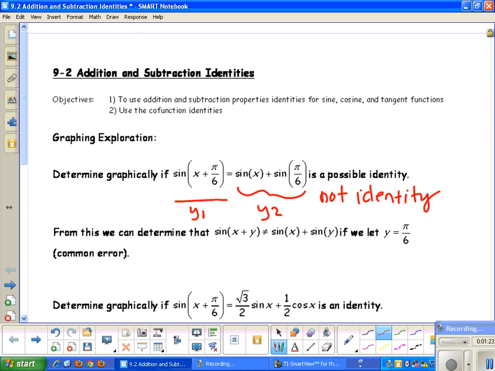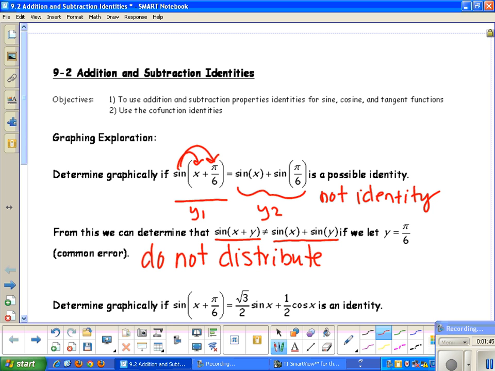Well, if you look at this, this is a common mistake that students try to make. Notice if I have the sine of x plus y, it is not going to be equal to the sine of x plus the sine of y. So you cannot distribute. You can't do this. This does not work for this equation. So do not distribute. And this is for this problem that we just did. Instead of saying y, because we can't do x and y in our calculator, that's why we plugged in pi over 6. So do not distribute when you're doing these problems.